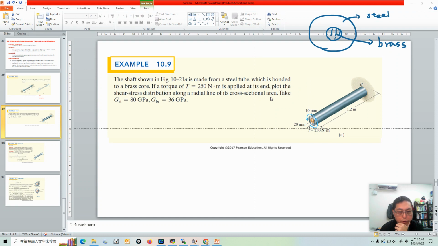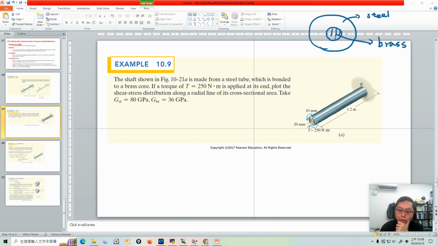Okay, so how to solve this problem? When we apply the external torque on this coaxial member, at the same time the steel and brass will also generate some internal torque. So let's use the cut section method.